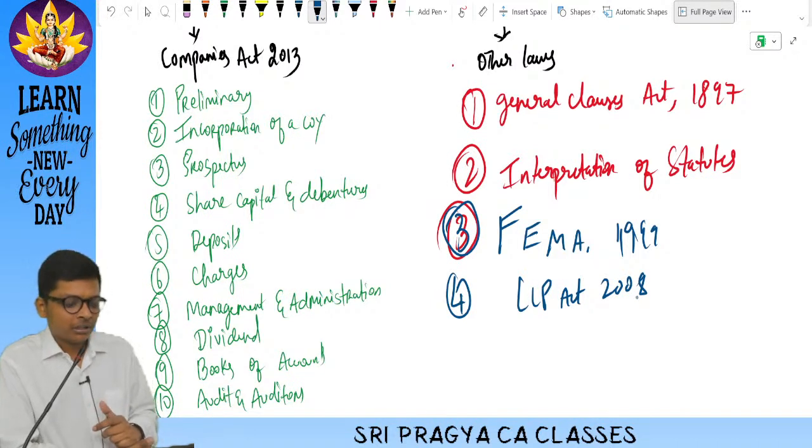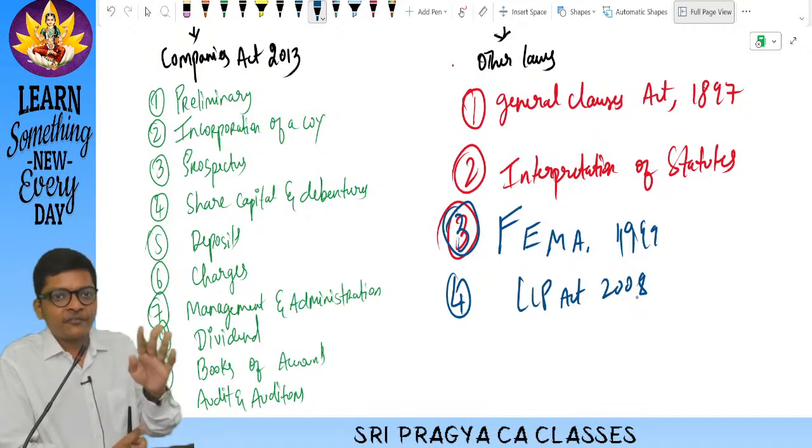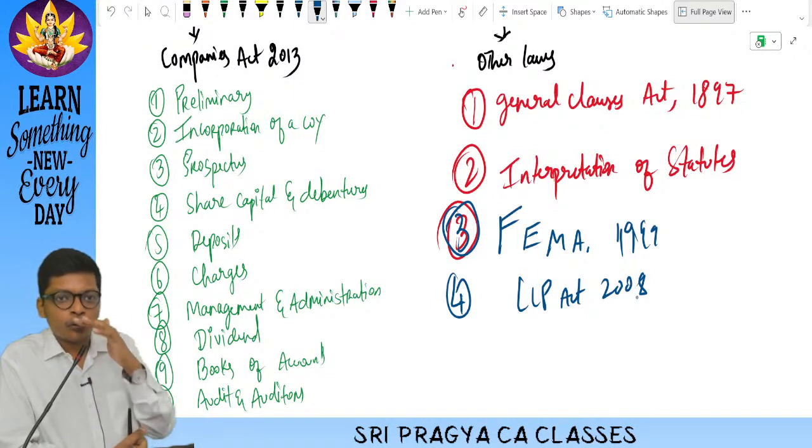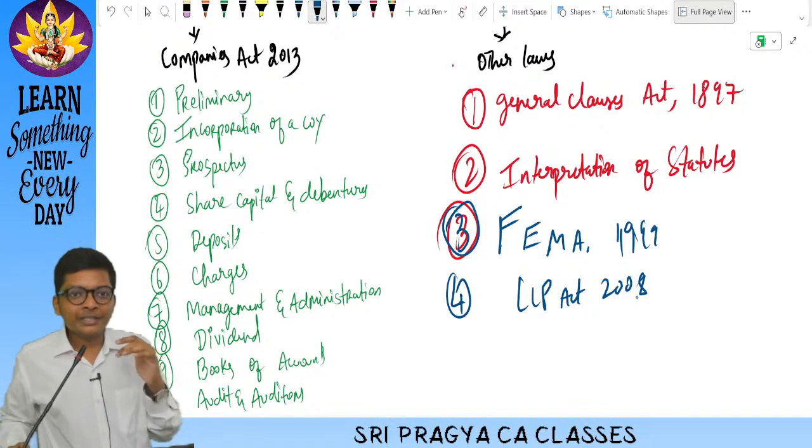Earlier, the Companies Act had only 10 chapters and Other Laws had only 4. Whatever change you did, still the Companies Act has 10 and Other Laws has 4. Same. I don't like that. A new syllabus means there should be more.